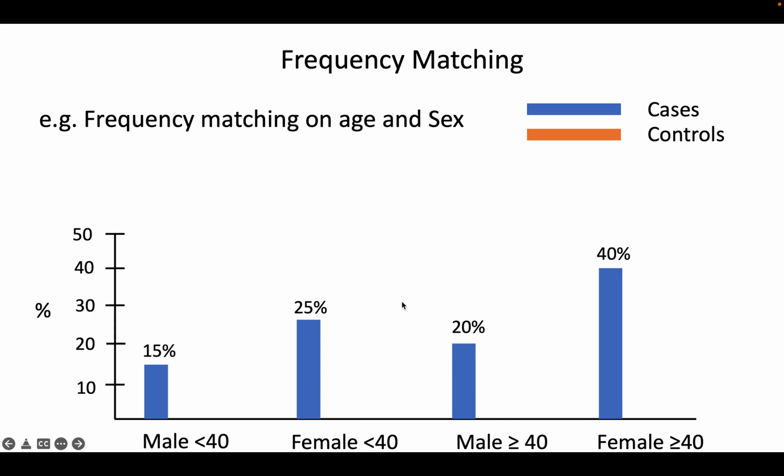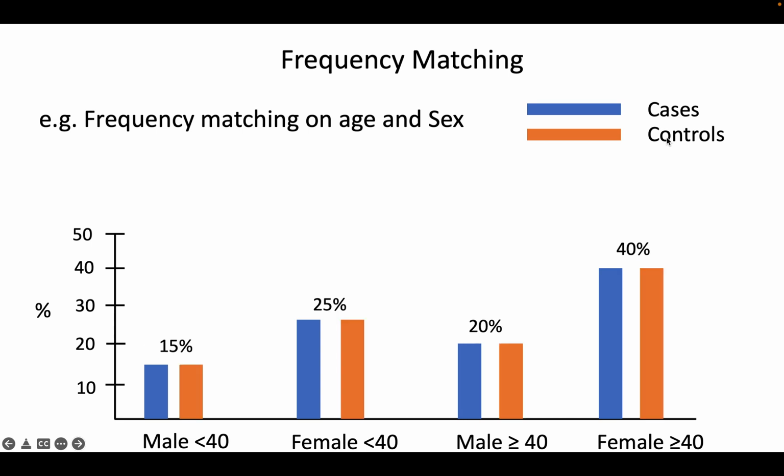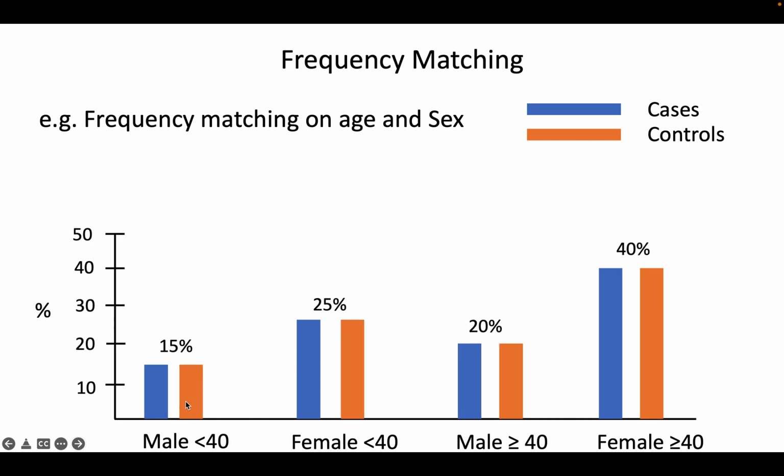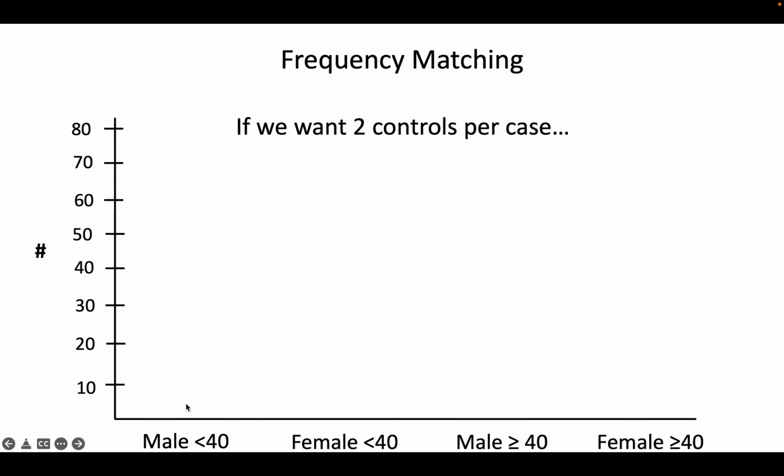And what we do is, instead of finding individual pairs for everyone, we basically select controls in a way that the percentage of controls is the same. So 15% of cases are in the male under 40 category, so 15% of controls need to also be in that category. And this doesn't necessarily correspond to the same number of people.